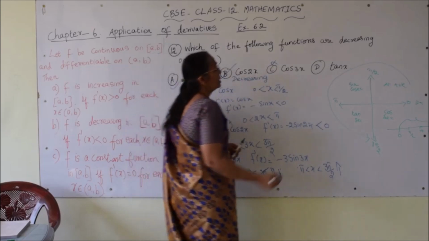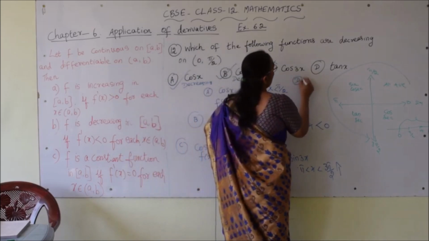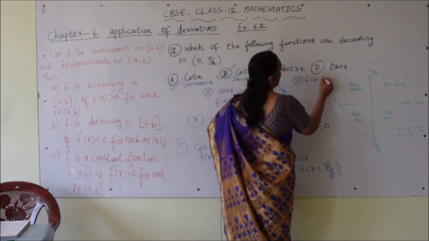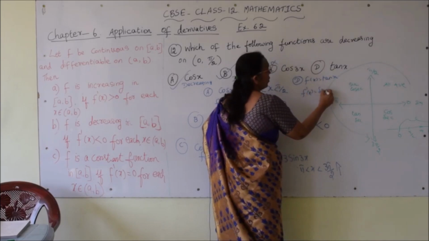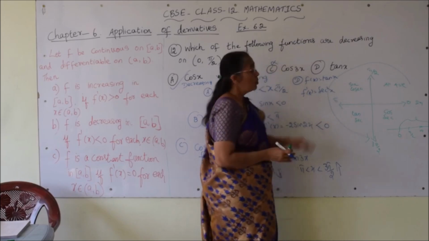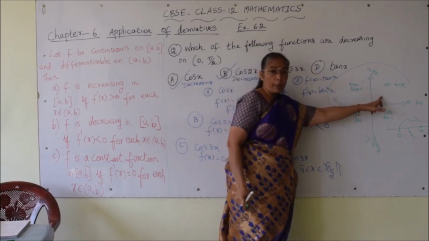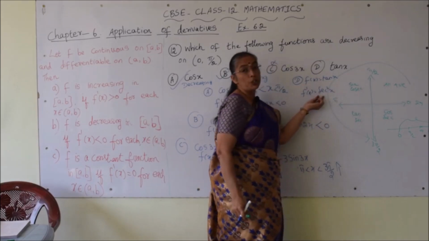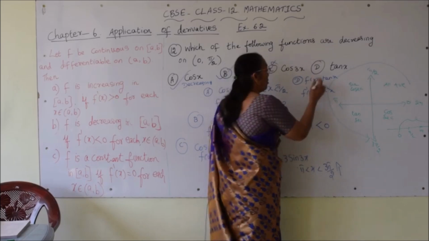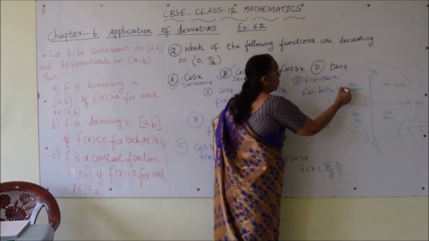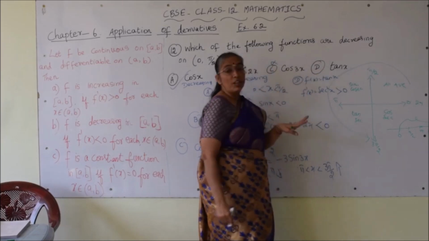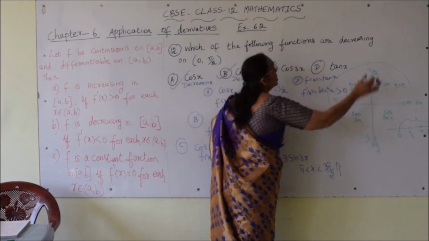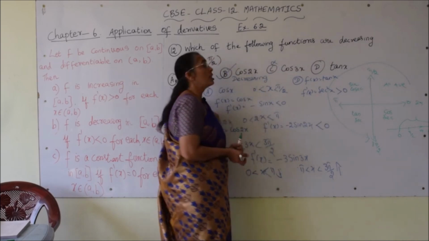Now, last one, D bit, tan x. f of x is tan x, f dash of x is secant square x. Now, in the first quadrant all are positive, so secant x is also positive, and it is a perfect square also, so it is always positive. So, the function is always increasing. Tan x function is always increasing in the first quadrant when x is between 0 to pi by 2.